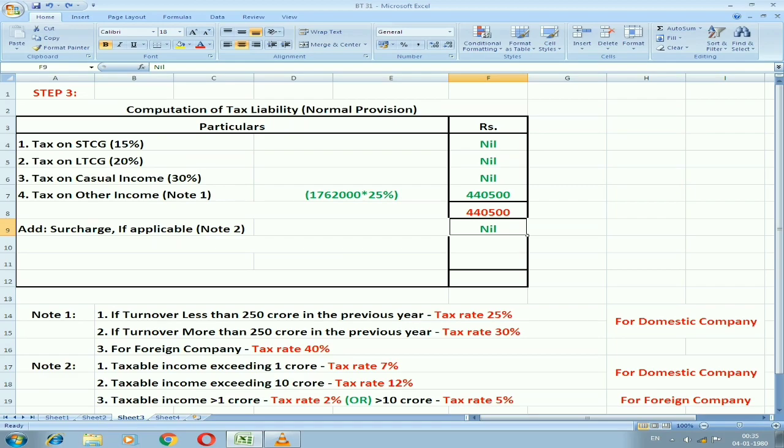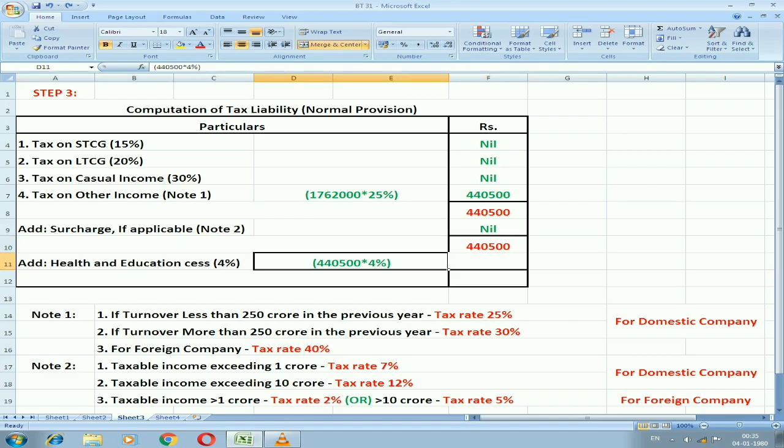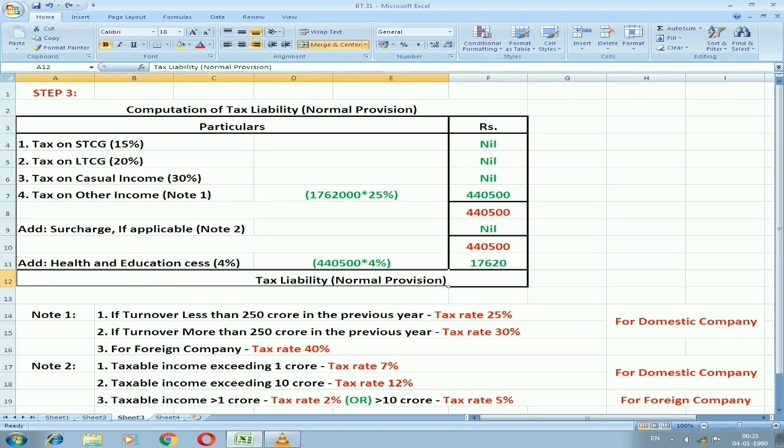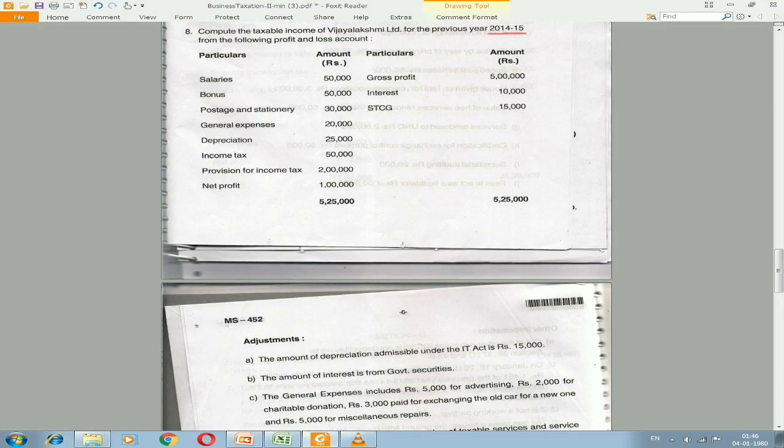After getting that amount, then we need to add health and education cess, which is 4%, which that 4% needs to be taken on 4,40,500. You will get an amount of rupees 17,620. By adding it, we'll get a tax liability which is under normal provision of rupees 4,58,120. I hope you guys have understood this illustration.